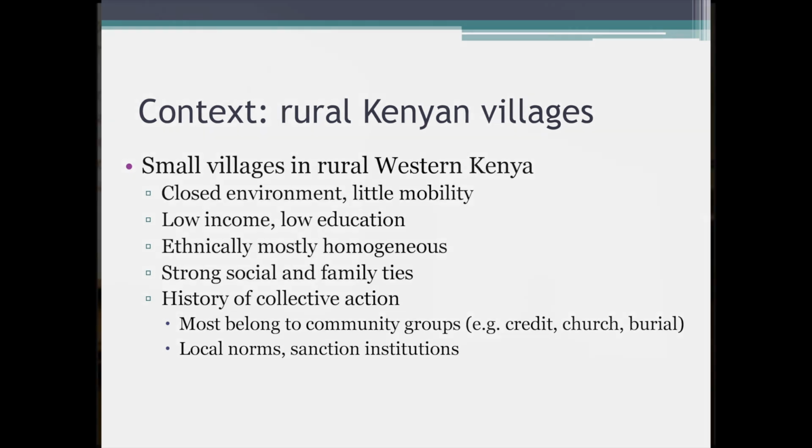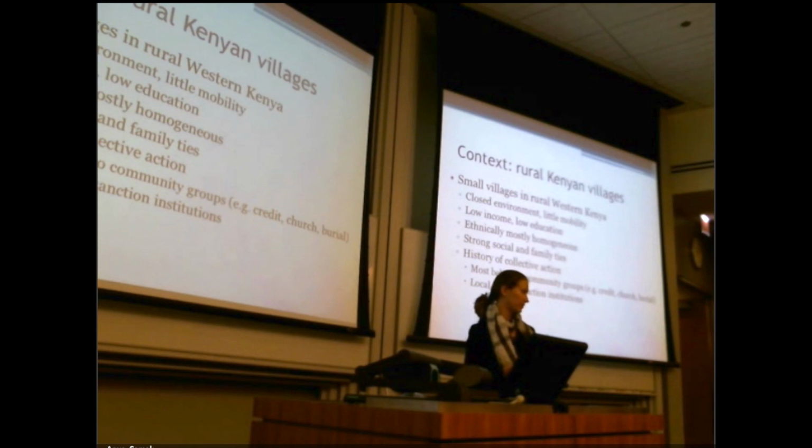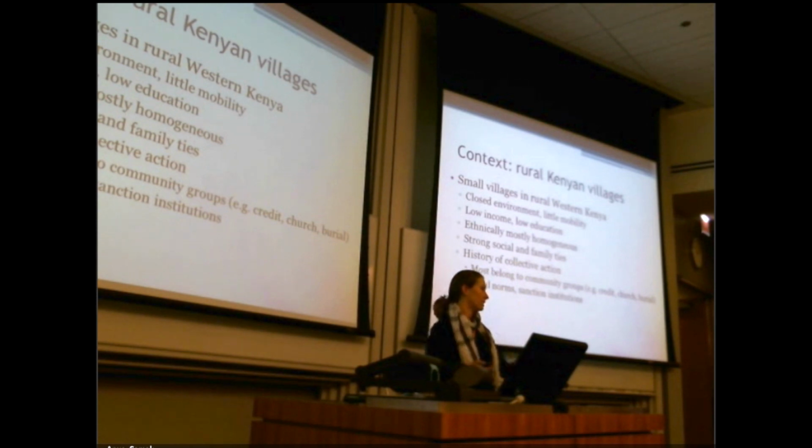They have a lot of interaction with each other, strong family and social ties, and a very strong history of collective action. There's a lot of community giving for burials within churches. There are credit microfinance organizations, etc. So this is something very familiar to people. In addition, there are a lot of local norms that are very different by village, and I'll talk about this a little bit later within the context of my results. And there are different sanction institutions. Because you live in this close community, obviously you have to be fairly generous, because otherwise you might be expelled from the community, or you might not be able to reap the reciprocity benefits later on.